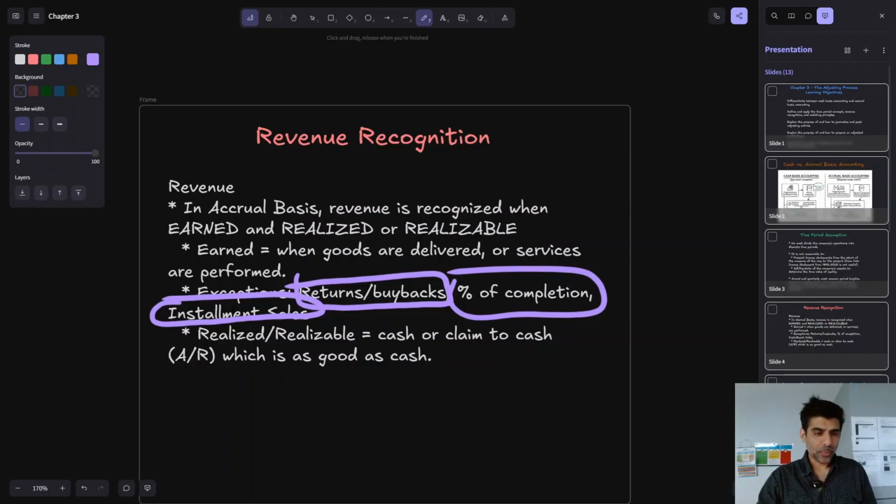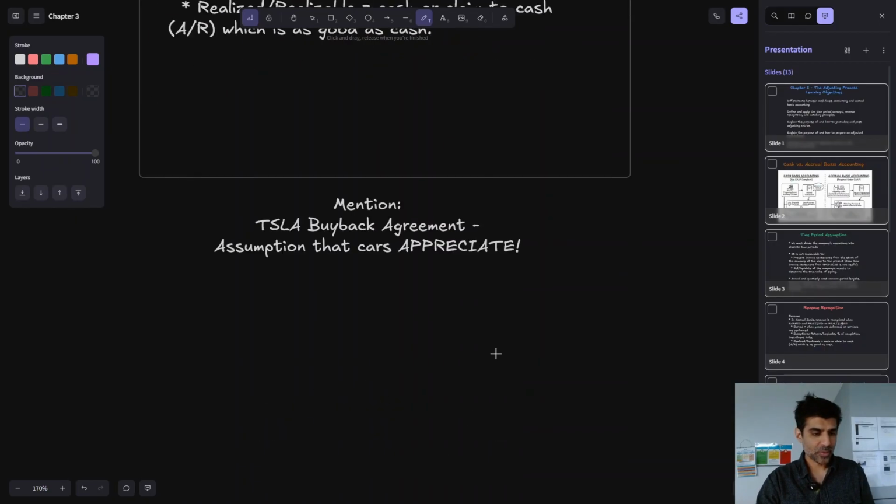Okay, so that's kind of it for revenue recognition. I think the key thing to remember is that you're going to recognize the revenue not when cash is exchanged, for the most part, but when you've earned that revenue. Okay, the cash can happen before or after. Okay? And we'll go into the detail in a second on that.